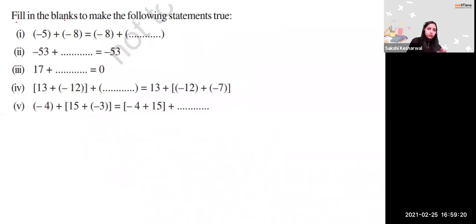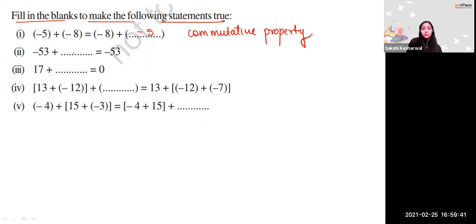Now let's do this question. Fill in the blanks to make the statement true. It says minus 5 plus minus 8. So this looks like what, beta? Changing of position. So this is what, beta? Minus 8 plus minus 5, right? So this is what? Commutative property, right? Right. Coming to this, minus 53 plus dash is equals to minus 53. So your answer is going to be what, beta? 0. So this will be what? Additive identity, right?